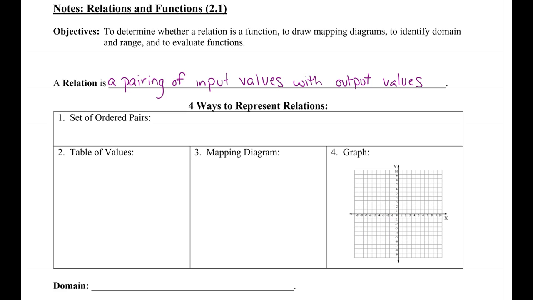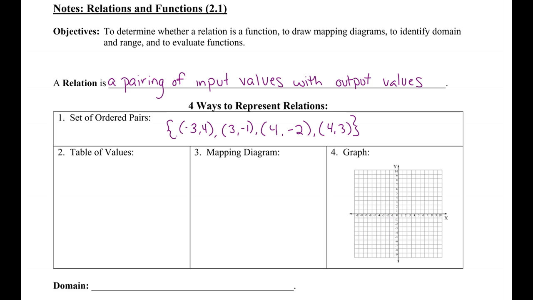There are four ways to represent a relation. The first would be a set of ordered pairs. So, for example, we might use the ordered pairs -3, 4, 3, -1, 4, -2, and 4, 3.